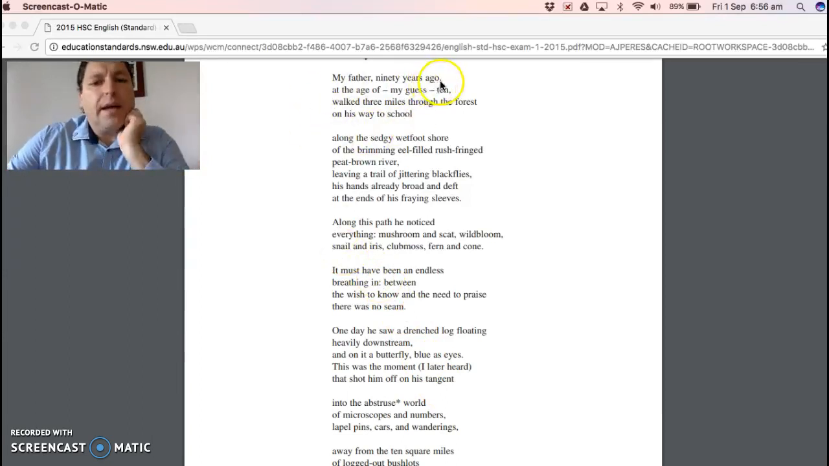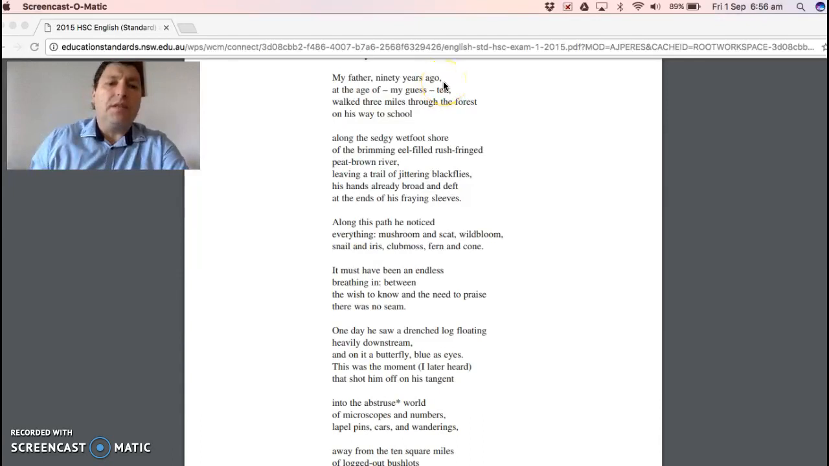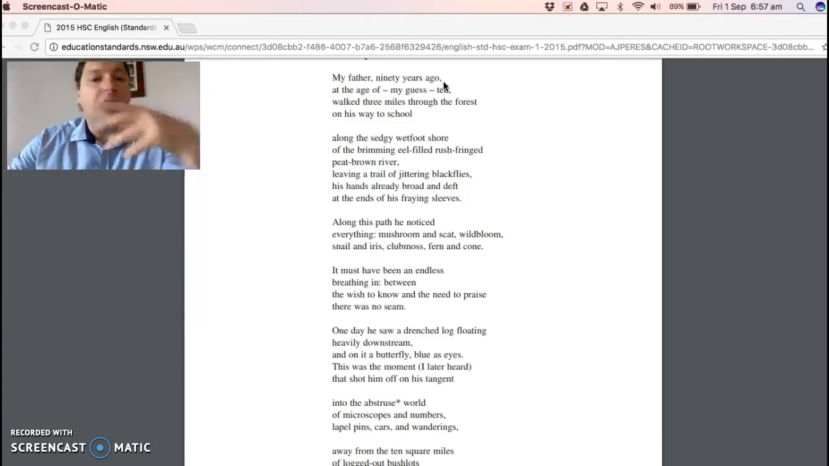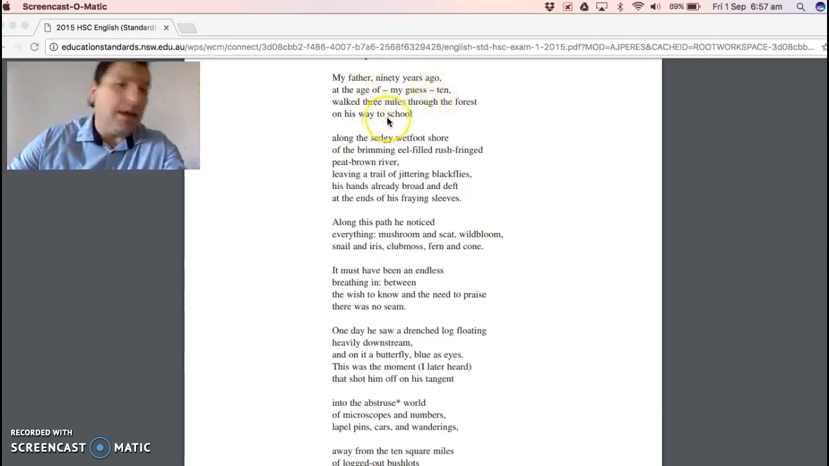So always look at the punctuation first in poetry. Always look at it. You'll note there's a little mini stop there, which is what a comma does. A full stop, of course, stops us completely. We know that, the Americans know that, because the Americans call a full stop a period. We just call it a full stop. Dashes give you a change of inflection, so at the age of, my guess, 10.